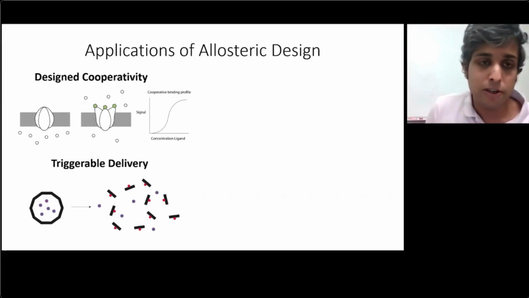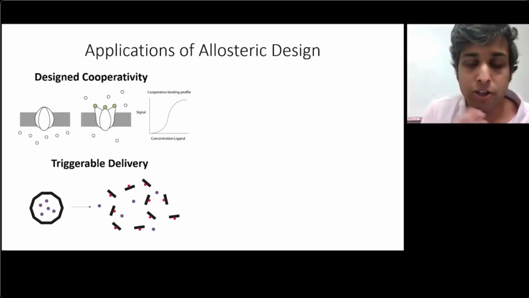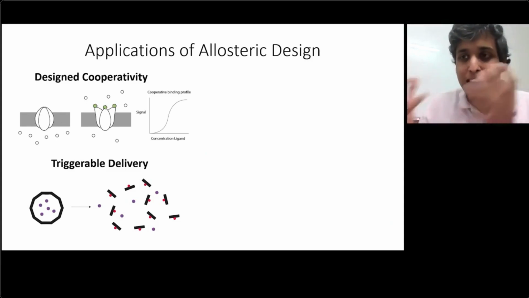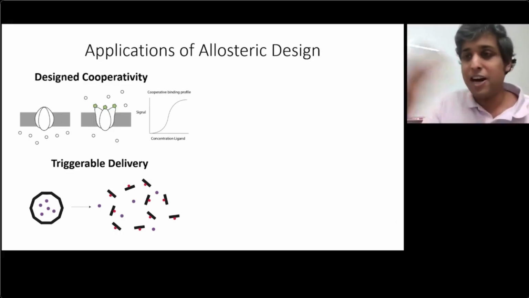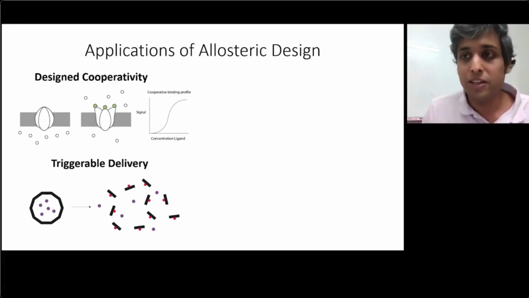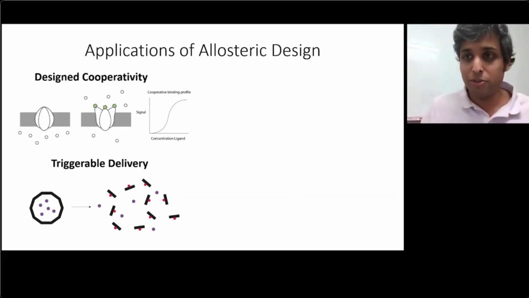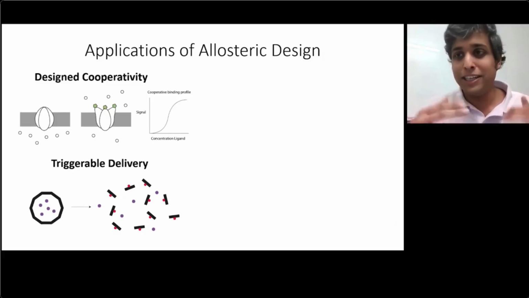It's also important, from a therapeutic perspective, for triggerable delivery, where you have these nano cages that can sequester some kind of drug, and when they encounter their appropriate environment, maybe it's a tumor microenvironment or something, they sense something that's unique to that environment, and then the entire cage disassembles and unleashes its payload and hopefully kills cells in a targeted way.